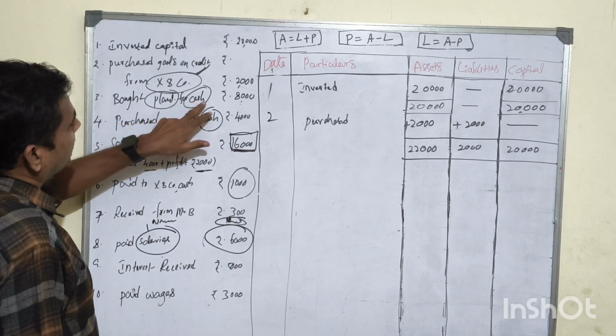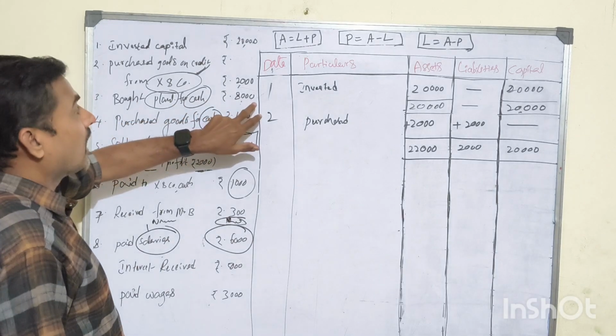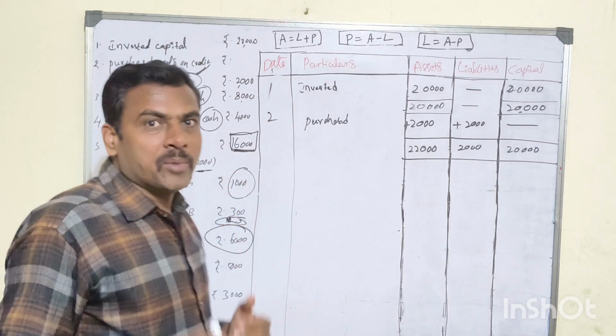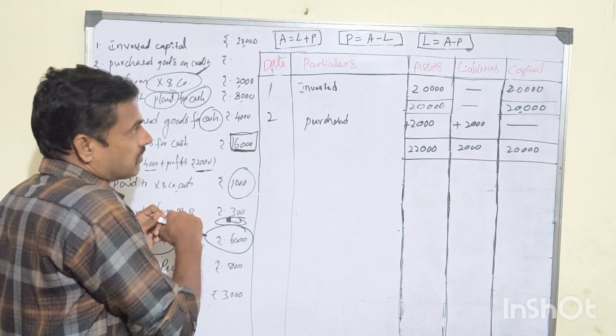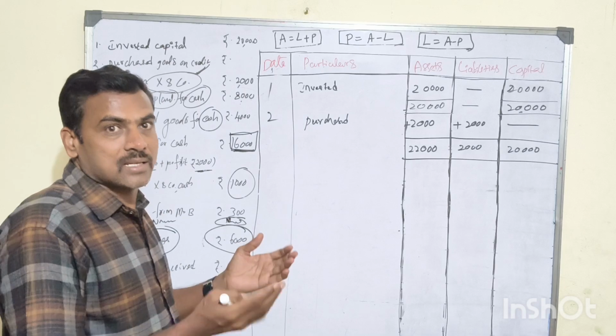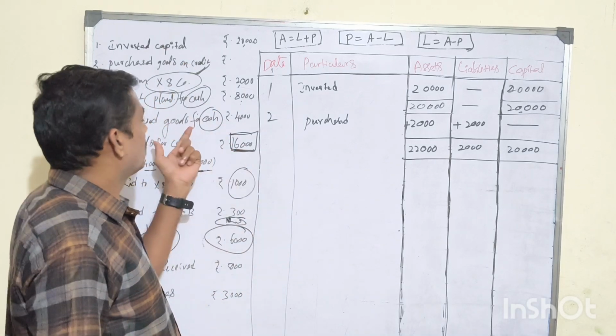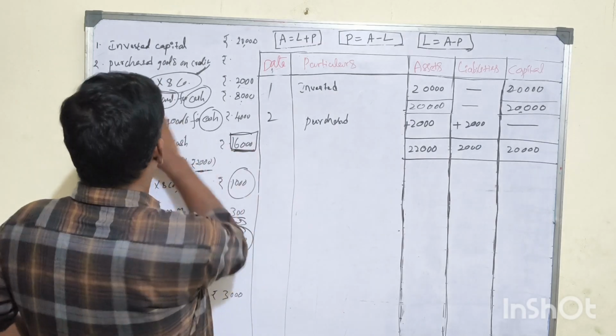Bought plant for cash of rupees 8,000. A plant is coming to the business. What is the nature of plant? Asset. Comes under real account. Debit what comes in. So, directly record it.